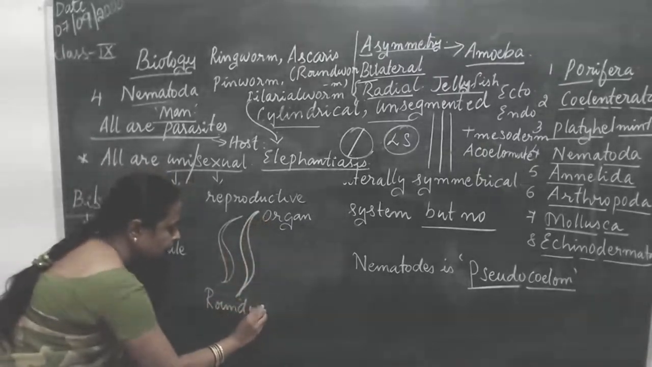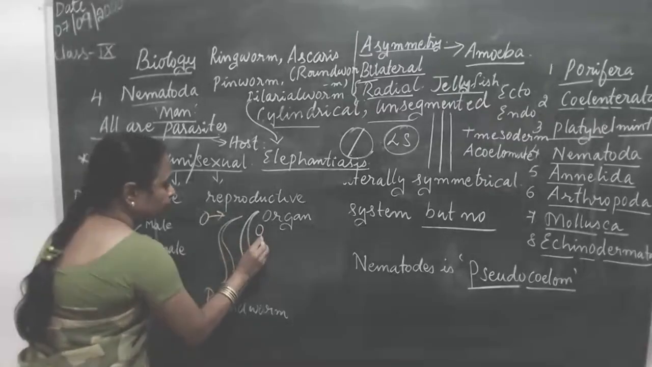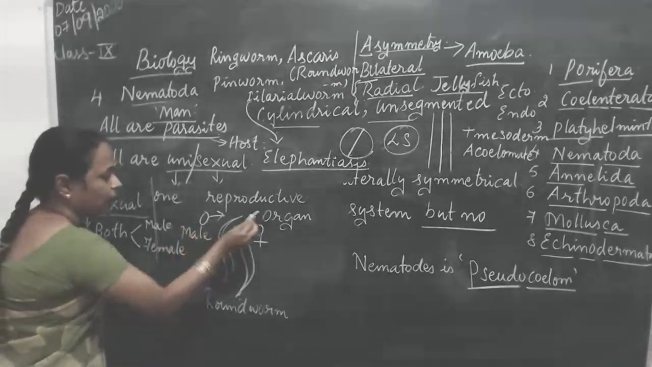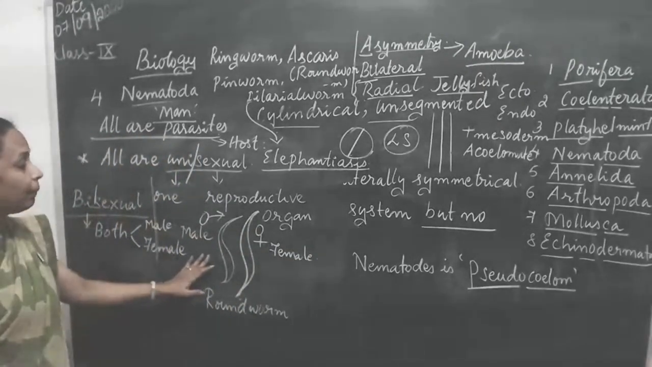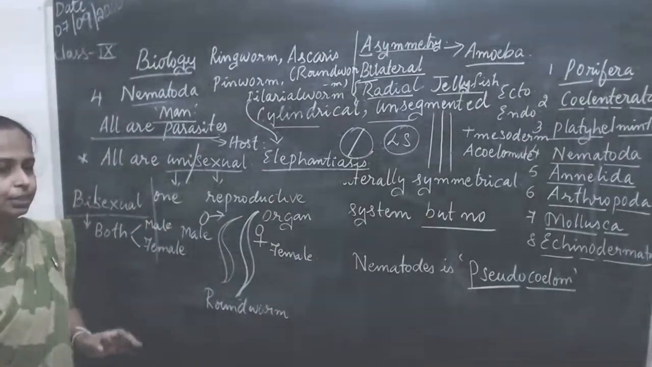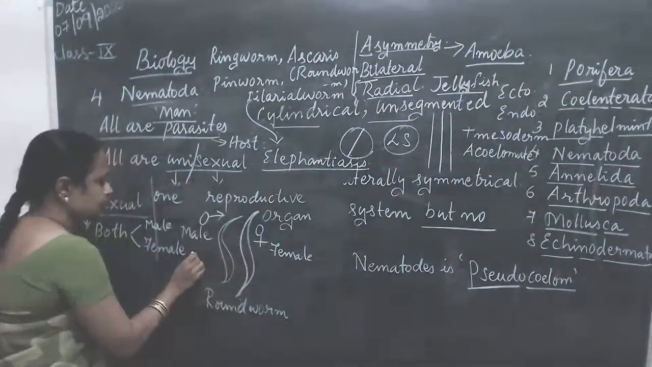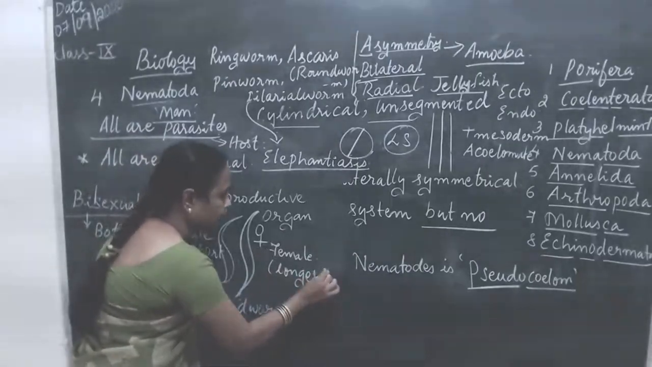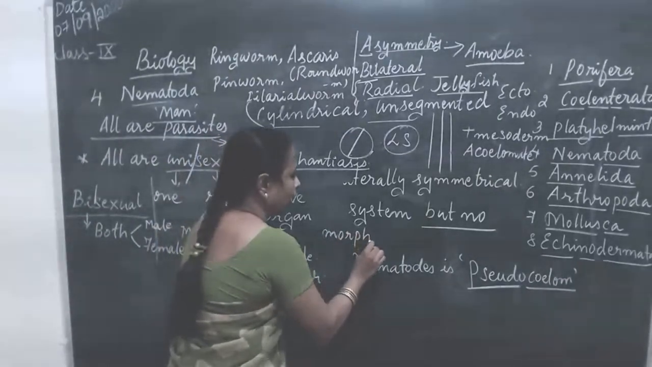If I am taking roundworm, that is ascaris, what is happening? I can differentiate as male and female. Okay, a circle with an arrow indicates male, a circle with a plus sign indicates female. We can differentiate the organism as male ascaris, female ascaris. And one more point to be noted, to identify based on the external features, we are going to see the length. If two organisms are given, the short one is considered male, and the longer one is considered female. How do we differentiate nematodes based on the morphology? That is nematodes based on the external features.